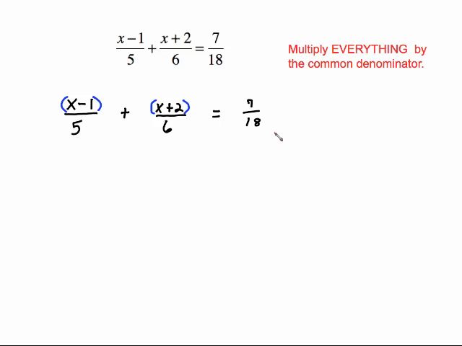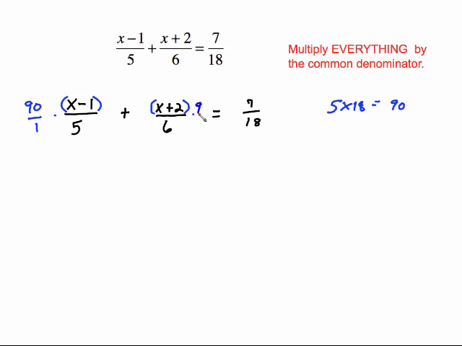We need the common denominator. Most people look at 5, 6, and 18 and don't have a clue what the least common denominator is. Well, 6 goes into 18, so I've already got the 6 covered by using 18. Then I could just do 5 times 18, which is 90. That is my common denominator. So I'm going to multiply everything by 90 over 1.